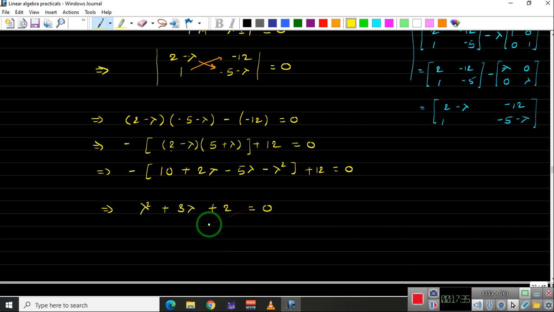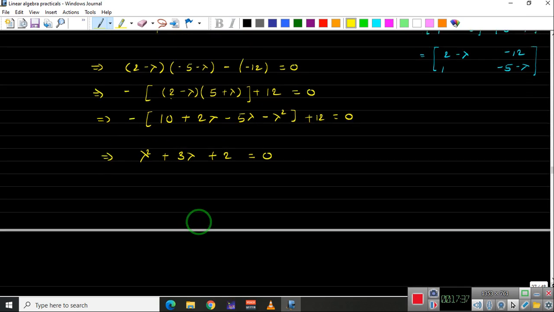Equals 0. So as we said, this is the equation in lambda. If you write P of lambda equals lambda square plus 3 lambda plus 2, then this will be our characteristic polynomial. Right now we have this quadratic equation, and we know how to find the roots of a quadratic equation. You may use the quadratic formula, the splitting of middle terms, or any other methods you have.